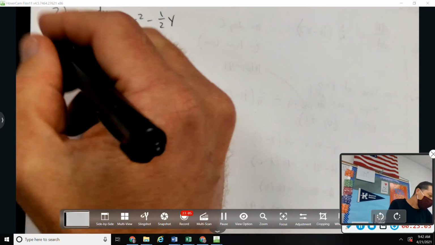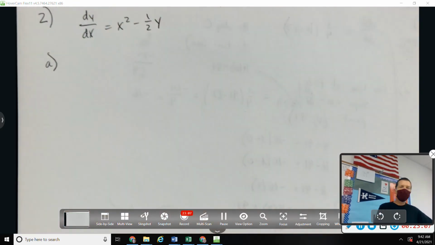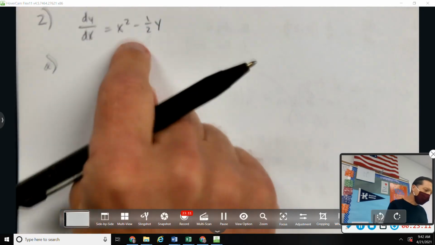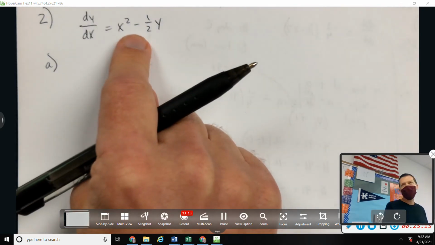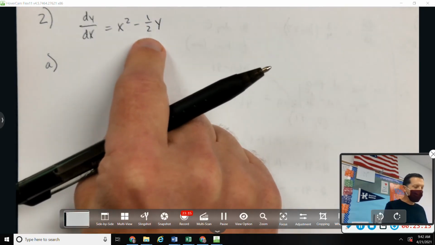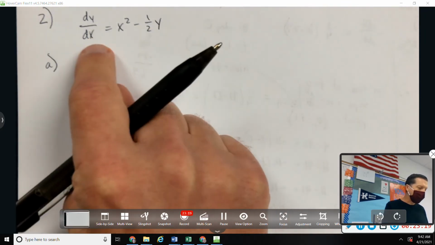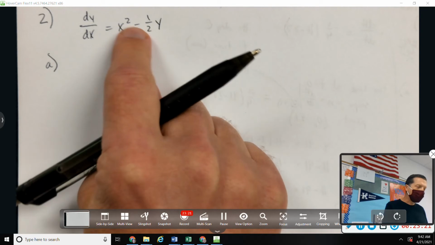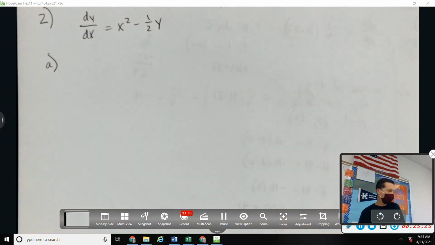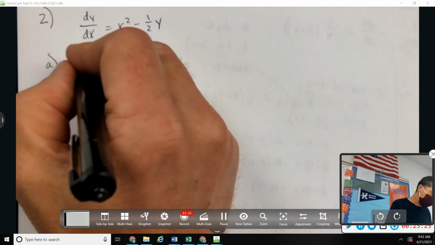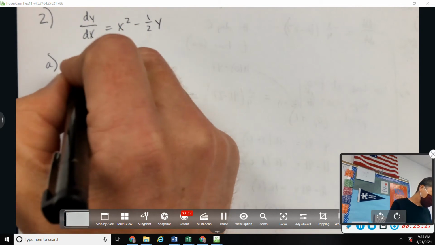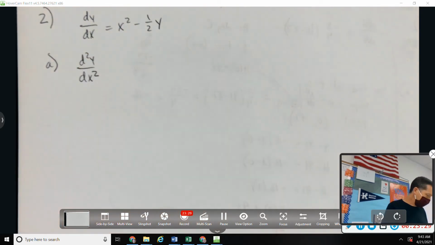Number 2. So they give us a dy dx. My initial reaction is that's not good because I can't separate those, right? I mean, I could add 1/2 y over, but then I'm not going to be able to solve this thing the normal way, so I hope they don't ask me to do that. Part A is find the second derivative in terms of x and y. Okay, well, I can do that.